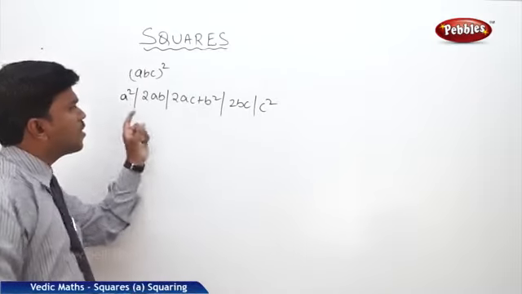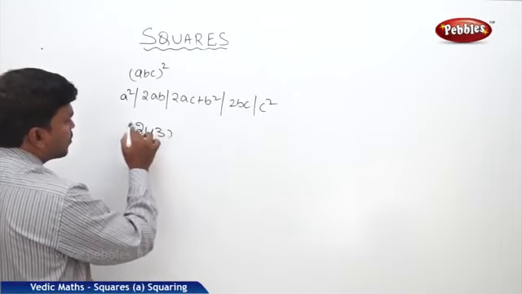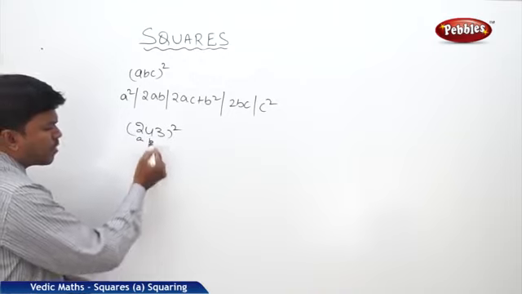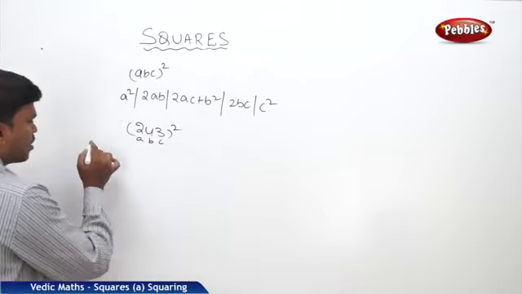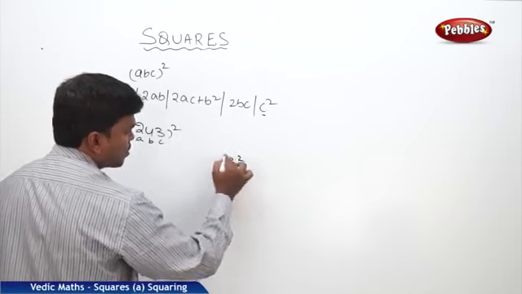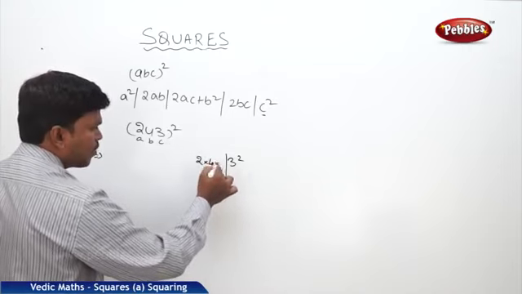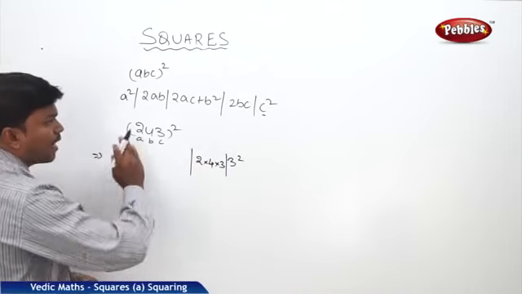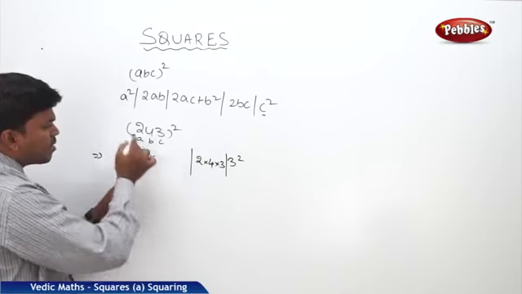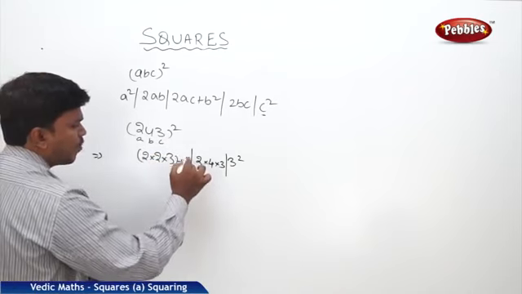Now we will apply the triple digit formula to a triple digit number. Let us take 243 square. As we discussed already, the hundreds place is A, the tens place is B, and the ones place is C. Start from the right side. What is C square here? C means 3, so C square means 3 square. 2BC means 2 into B, which is 4, into C, which is 3. 2AC plus B square: what is 2AC? 2 into A means 2 only, C means 3. So 2AC plus B square, that is 4 square.